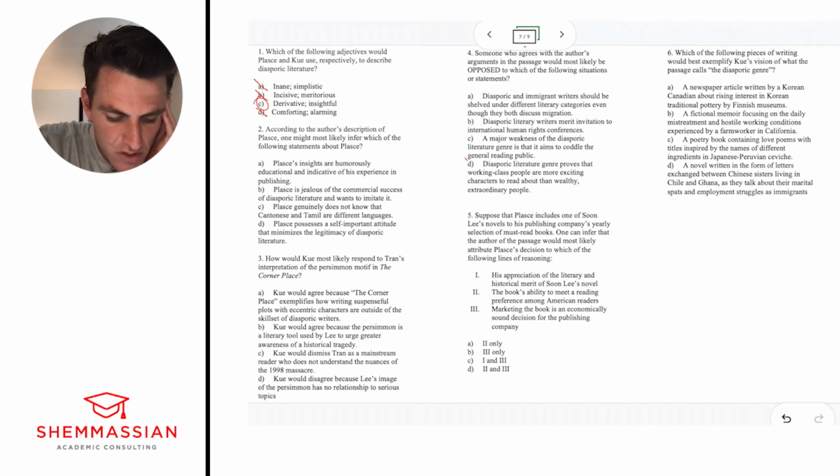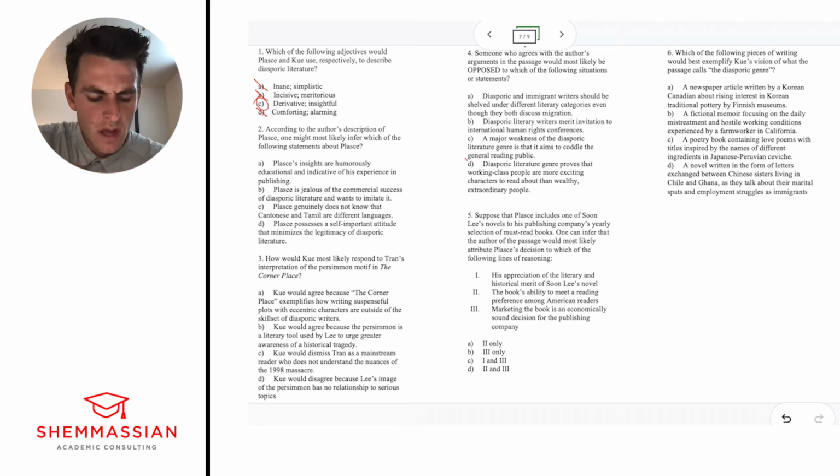2. According to the author's description of Placé, one might likely infer which of the following statements about Placé. A. Placé's insights are humorously, excuse me.